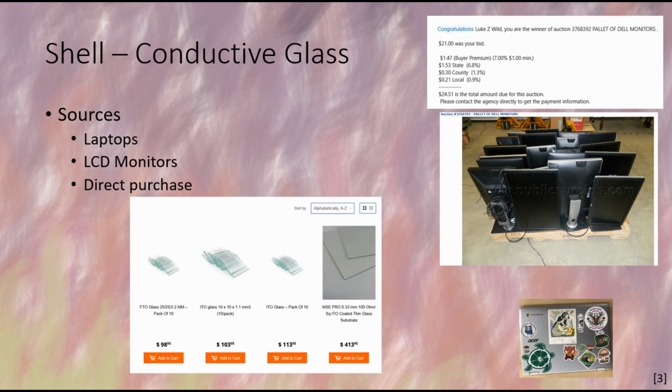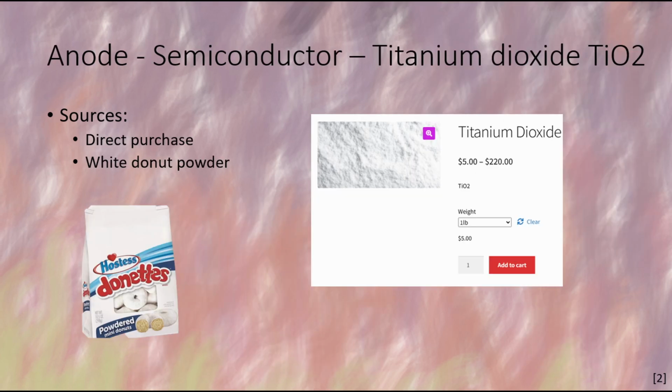Conductive glass can be directly purchased, though it often costs a significant amount of money, and it can also be salvaged from old LCD screens, and this is usually in the form of old TVs and computer monitors. And I'll go more in depth into how these can be broken down later.